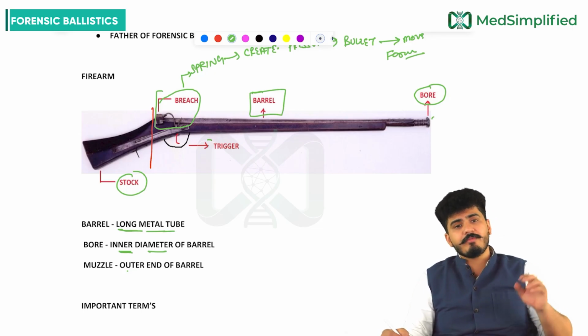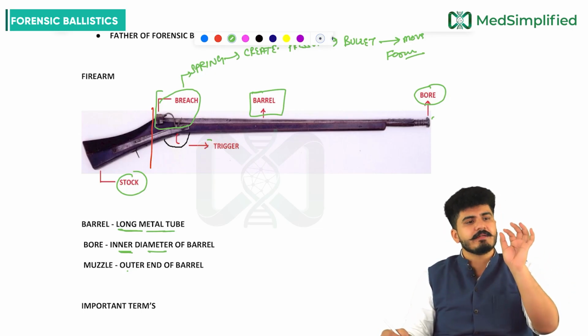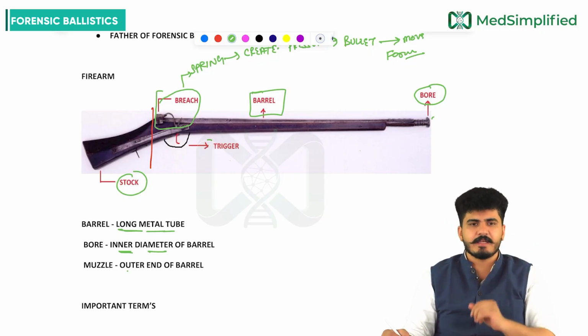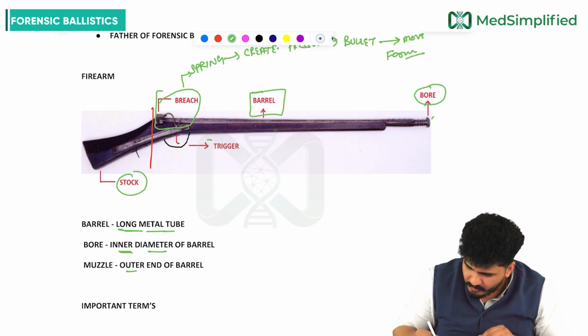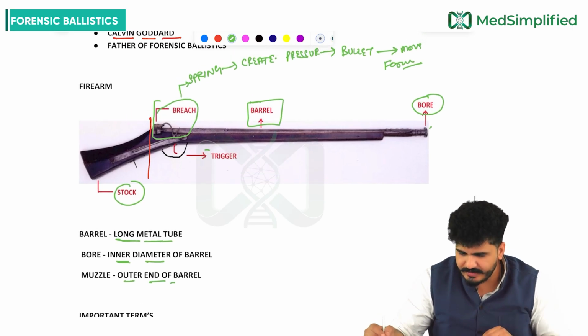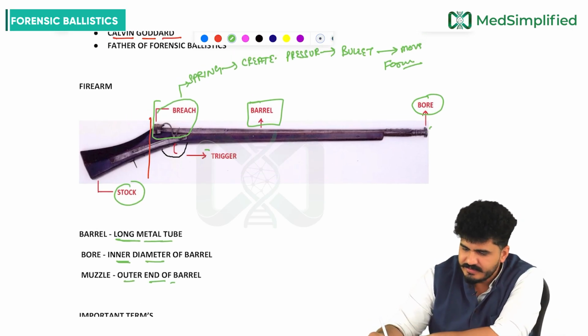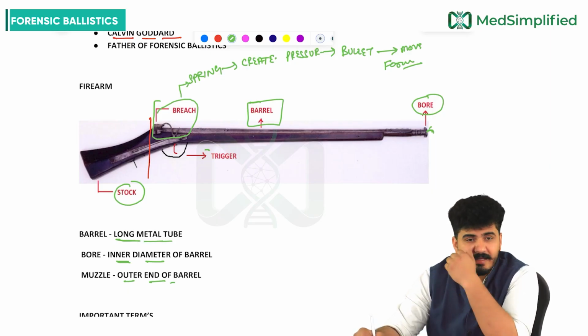The number of bore will be decided on metallic balls. We'll be discussing them. The muzzle is the outer end of the barrel. The outer end of the barrel is called the muzzle.